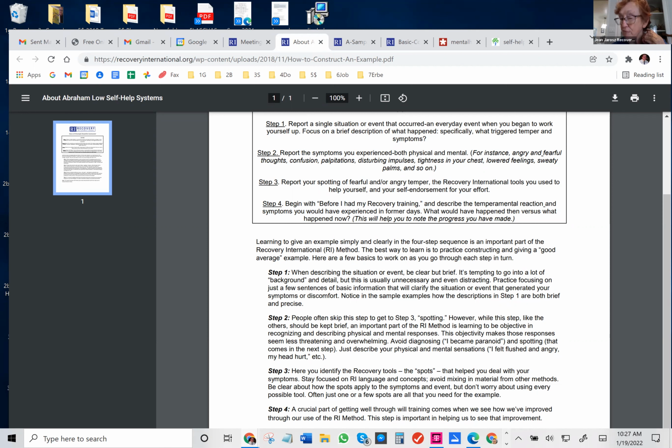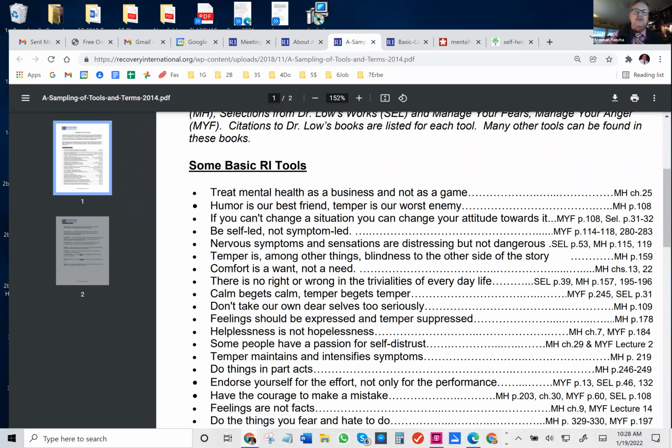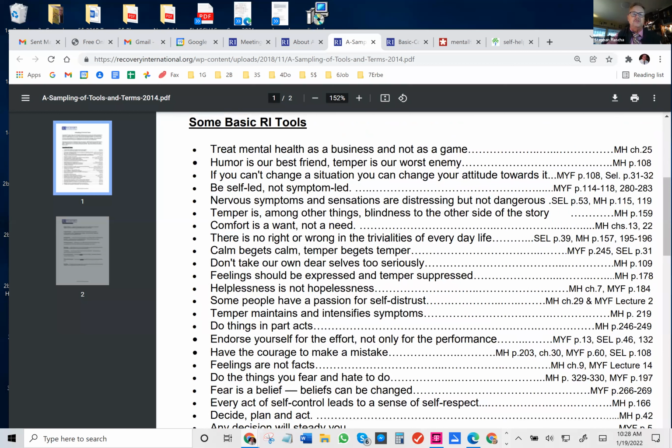Stephan knows how he would have responded before he had his recovery training. His mind would have gotten away with him, and he would have felt very uncomfortable. But now with his mental health training and making a business of his mental health, he has better self-control and better self-esteem. Then this whole thing gets opened to the group, and everybody can, for example, Jean did her spots. I would put these basic tools on the screen, and everybody can see what they would spot out of the list. And here you have the quotes out of the books we have.